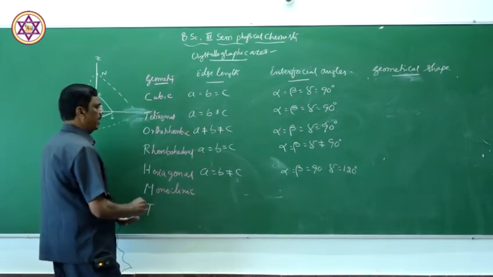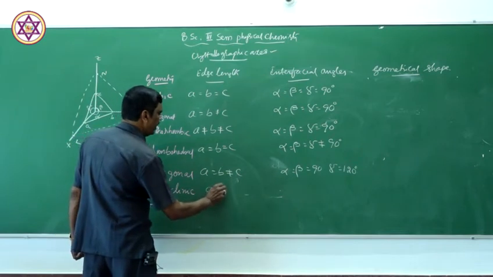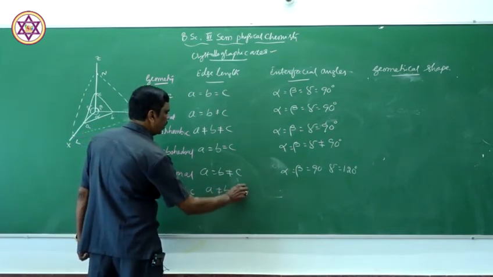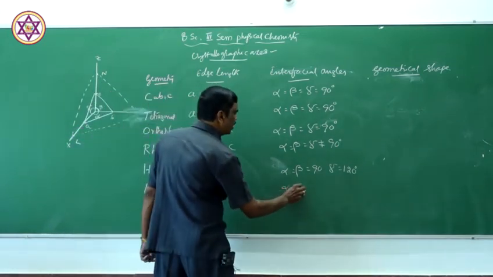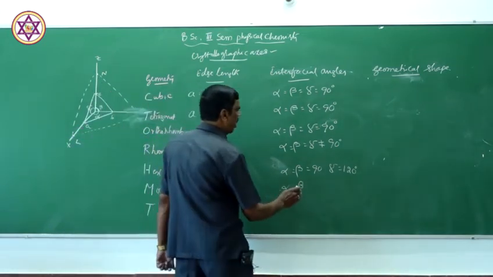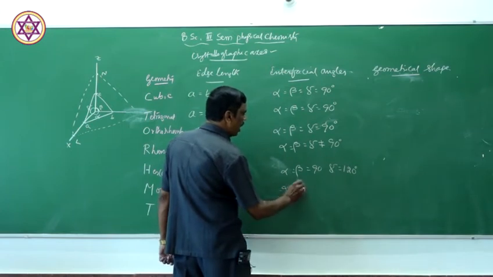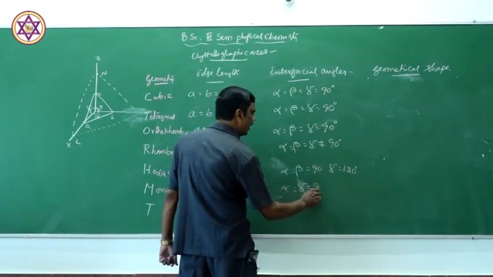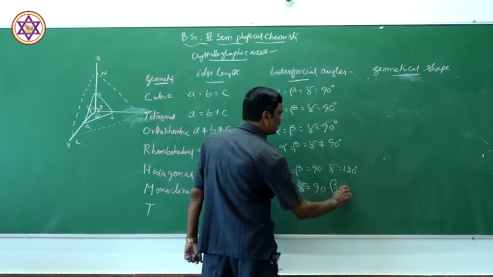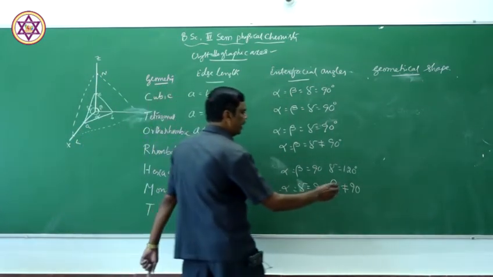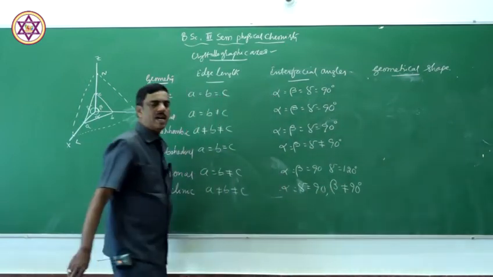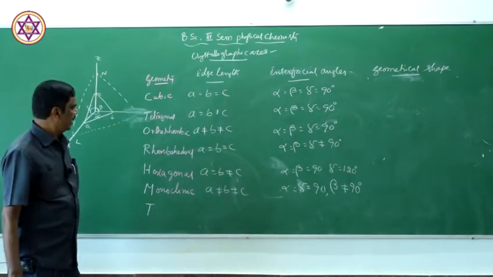In this monoclinic, again A is not equal to B, not equal to C, alpha is equal to gamma is equal to 90, but beta is not equal to 90. See the relationship, beta is not equal to 90, whereas alpha and gamma are the same, they are 90 degrees.